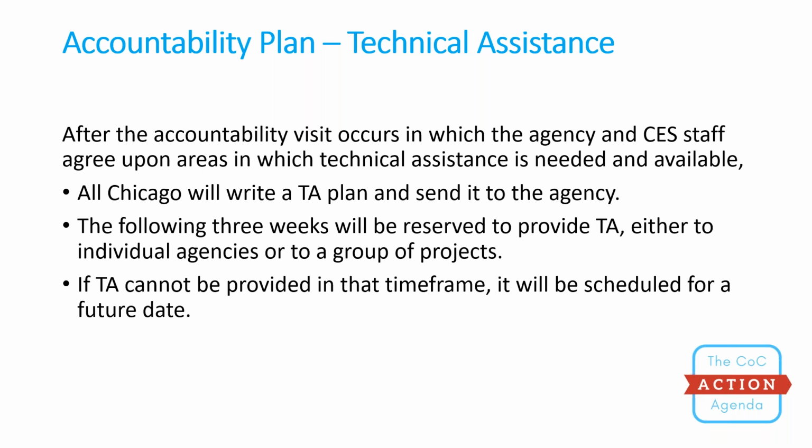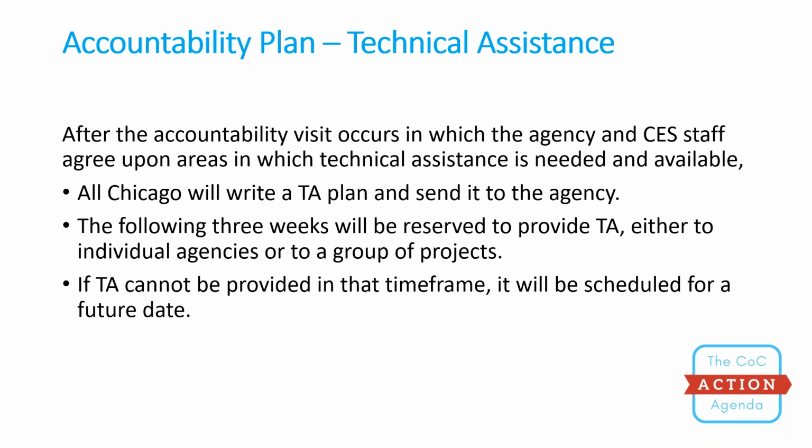The goal is that we would be able to do the technical assistance on site during that on-site visit, because we would have some communication prior through that self-assessment. But then on site, we would develop that written TA plan, and All Chicago would then be sending that back to the agency to make sure it looks right. We will dedicate the following 3 weeks after that on-site visit to try to provide as much of the TA as possible. We know that it's most helpful to get it as real time as possible. But we also want to just be transparent that if TA cannot be provided in that time frame, that it'll still be scheduled for a future date.